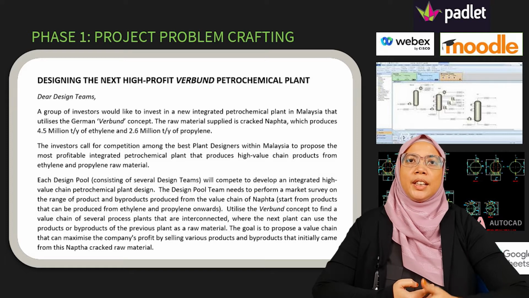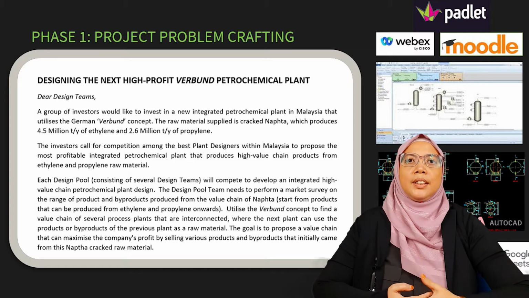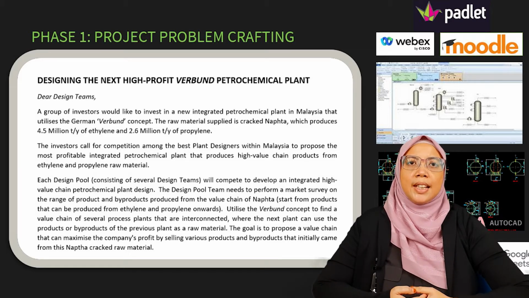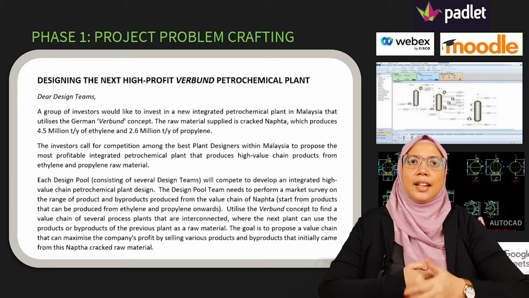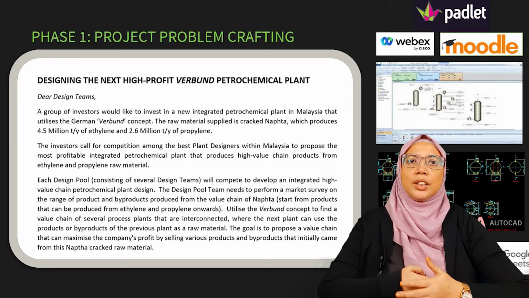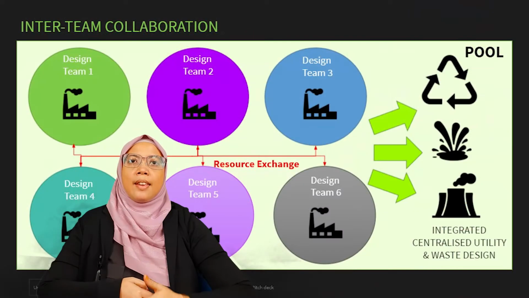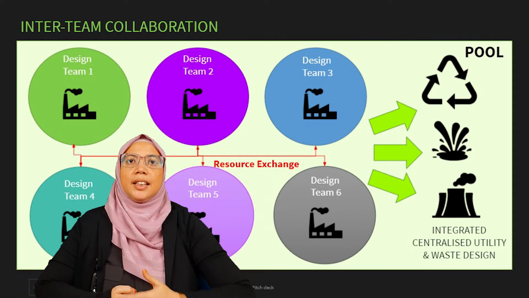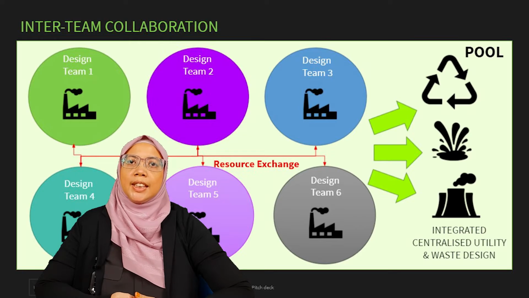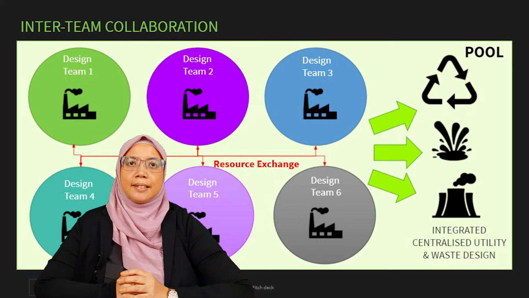The company provided only the main raw material supply information and gave the teams the flexibility to decide what downstream product they want to produce as long as it can give the highest profit based on the raw material constraints. They have to work inter-team to propose ways to integrate their plant designs together, maximize resource efficiency and reduce waste. They also have to design an integrated, centralized utility and waste management system.